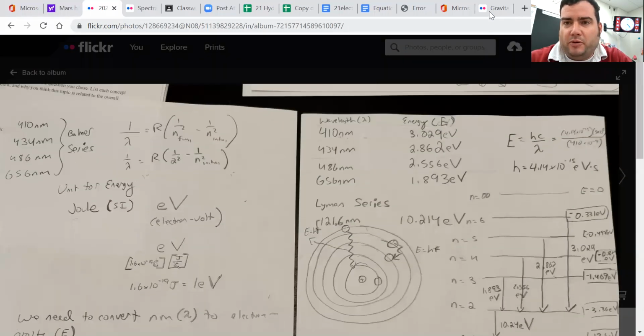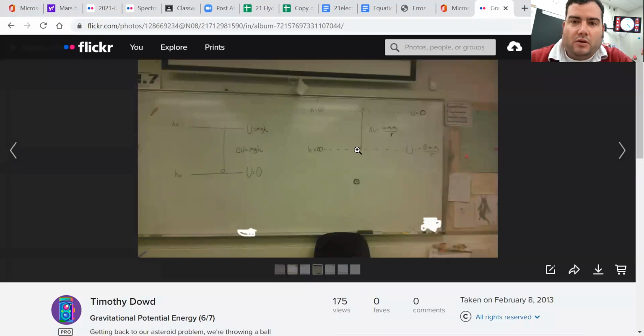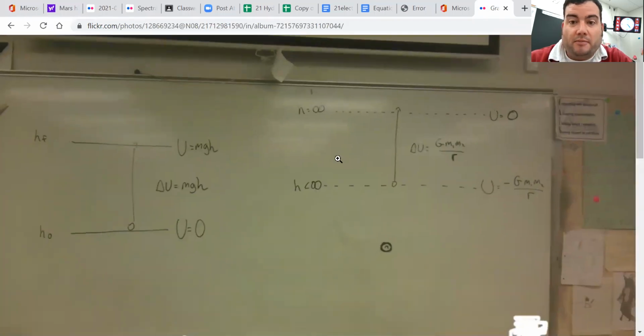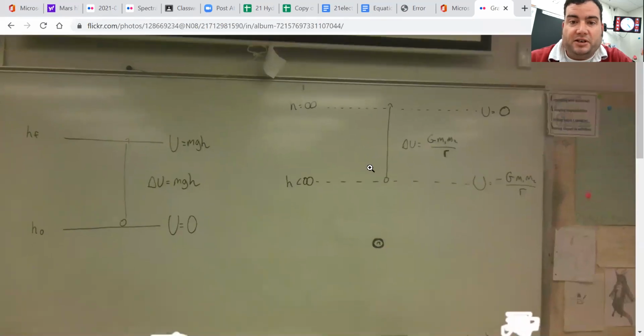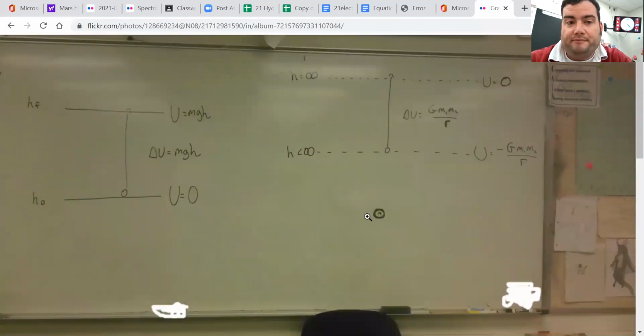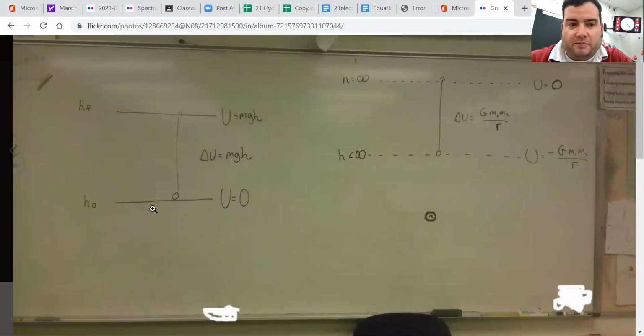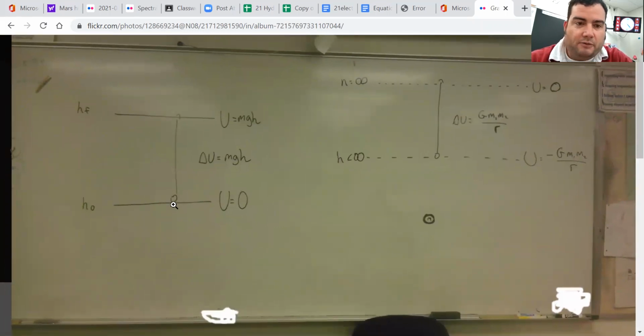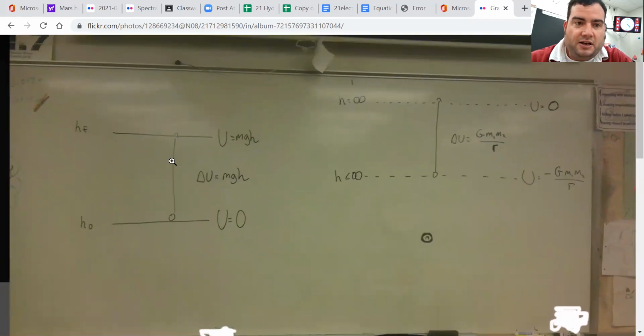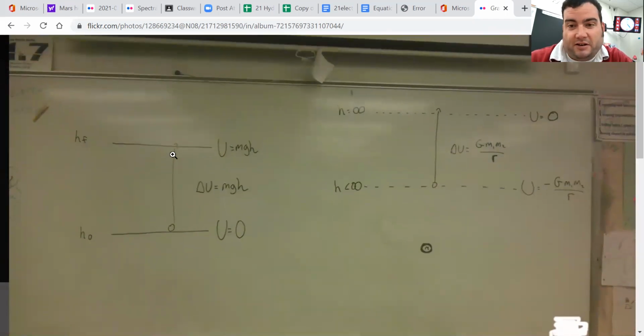You pick a 0 point at infinity when you discuss how much energy an object has as it moves away from a planet. So this is different than how we talk about energy like in a classroom. If I have a ball on a floor, I would usually call that 0 potential energy, and I'd lift it to a certain height, I'd call that mgh.